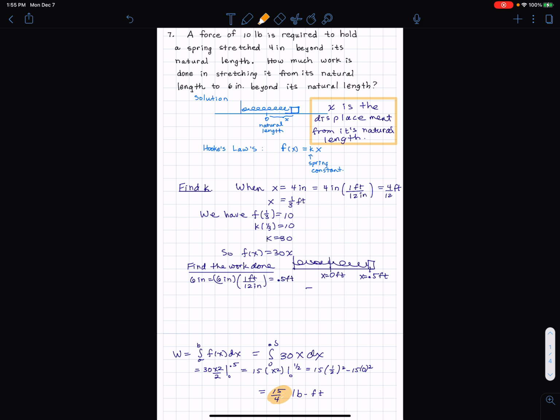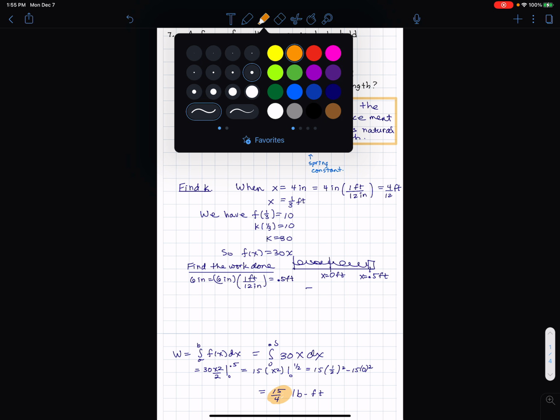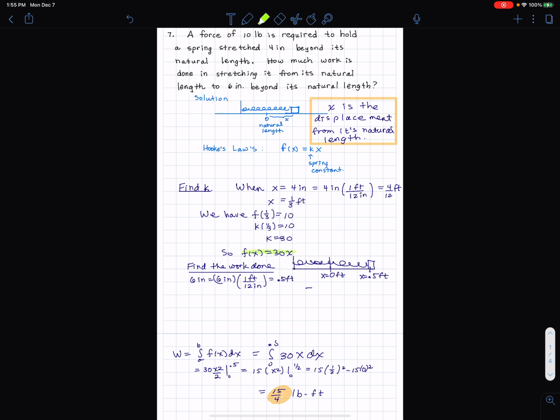Okay, kx. Well, we had to find k, so that was the first step, which is done by putting x as 1/3 feet and f of x equal to 10 pounds. And so you get 1/3 times k is 10, and then you get k is 30. Then that gives us the essential piece, that we now have the function f of x.